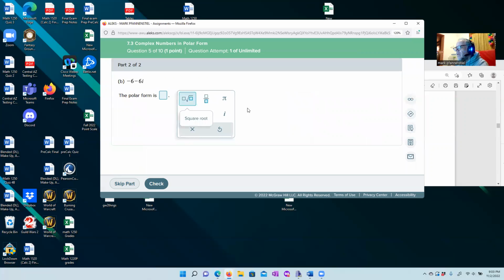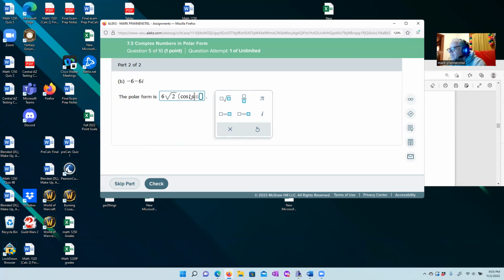orientation here. So this guy here, okay, this is 6 root 2. So 6 root 2. How about 2? And then let's try it. Let's try cis. No, it didn't like cis. It put everything in there for us instead.